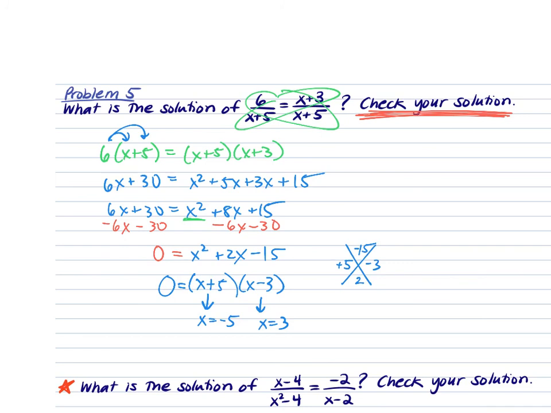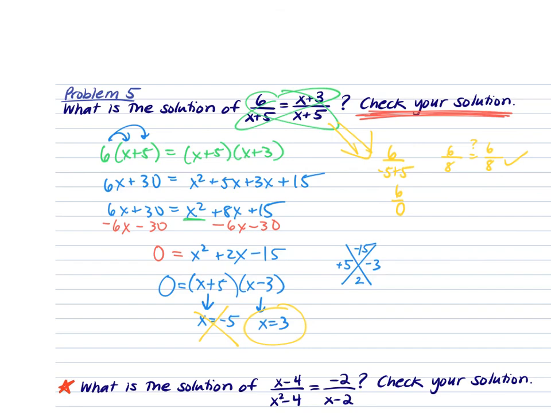Let's check each one to make sure we don't have an extraneous solution from our original. So 6, -5 plus 5. Oh, here we can already see, right, this is 6 over 0. So x equals -5 cannot be a solution because the denominator equals 0. And we cannot divide by 0. So it cannot be x equals -5. And now let's check 3. So 6 over 8. Does that equal 3 plus 3 is 6, 3 plus 5 is 8? Yes, it does. So x equals 3 is our only solution.